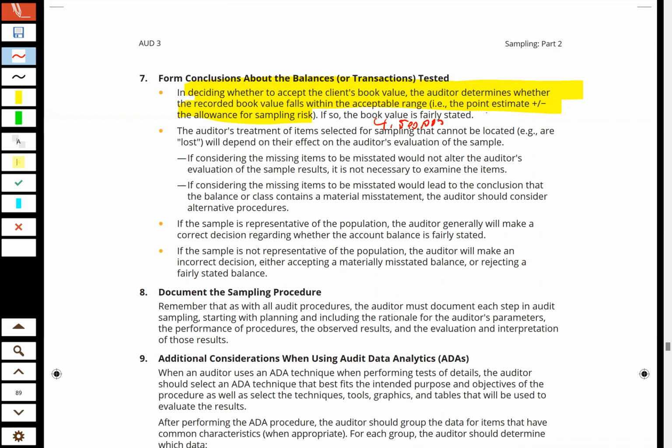Now, we came up with a point estimate and we used different methods, but if we were using mean per unit, then the point estimate would have been 4,375,000, guys. Just remembering back to that example. Now I'm making this up. Let's say my allowance for sampling risk is 50,000. The problem didn't give me this. I just want to make the numbers easy. So plus 50,000 would bring this up to 4,425,000.